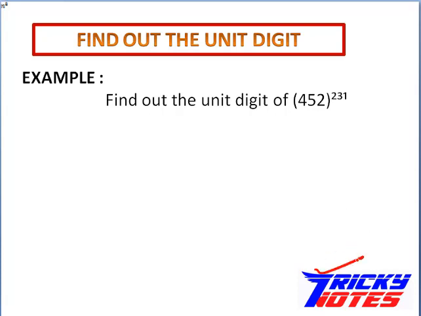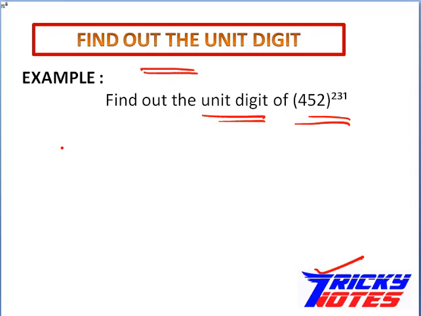My channel Tricky Notes. Friends, today we will discuss how to find out the unit digit of problems like this. If any question is given like this, like 452 to the power 231, what would be the unit digit? This is a kind of question which comes most of the time in many exams. To solve these kinds of questions, before that we need to have one simple concept.